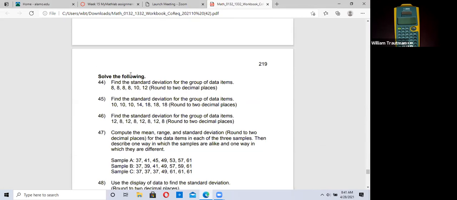This problem, 45: find the standard deviation. So we're going to type all of this into L1. Let's do that. Data, I'm clearing it, so I hit data twice, and I'm going to type in 10, 10, 10, 14, 18, 18, and 18.